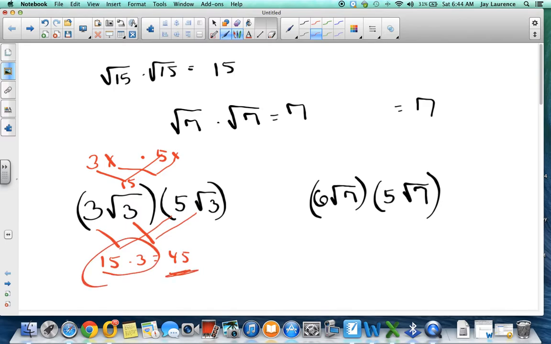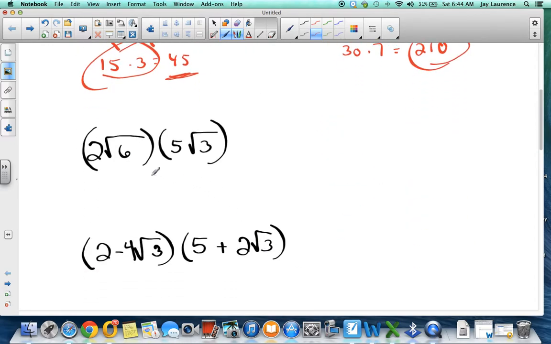There you go. Coming on over here, 6 rad 7 times 5 rad 7. I'm going to do 6 times 5 and get 30. Rad 7 times rad 7 is going to be 7. The answer is going to be 210. This is really simple stuff. No reason to get this wrong.